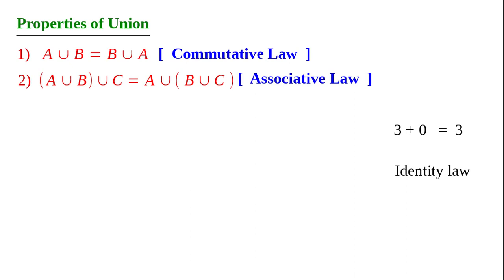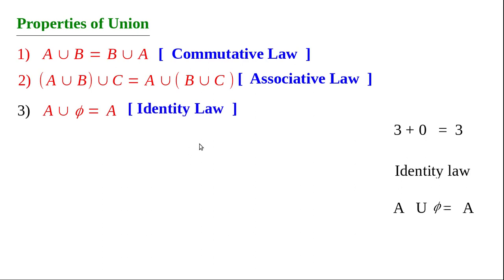The same fact holds for sets also. See, A union some set equal to A. Which is that set? That set is very simple, the empty set. A union phi equal to A. This phi exists for every set A. Therefore, we can say that union possesses identity law and the identity is the empty set. That is the third property. A union phi equal to A. This property is known as identity law and phi is called the identity of union, just as 0 is called the identity for addition. Okay.